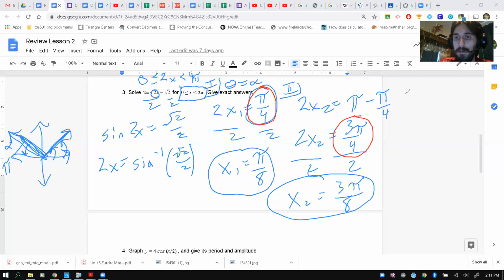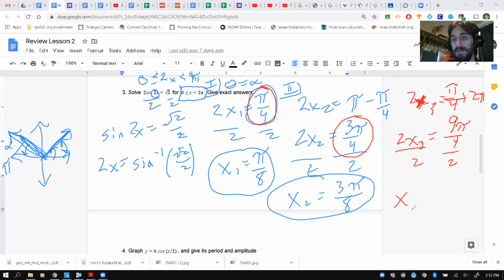So to find my coterminal angle for my third answer here, I would do pi over 4 plus 2 pi, which would be the same as, what? That would be 8 pi over 4, if I get a common denominator here and multiply that by 4. So 1 pi over 4 plus 8 pi's over 4 would be 9 pi's over 4. And then I would divide by 2. So my third answer is 9 pi over 8.